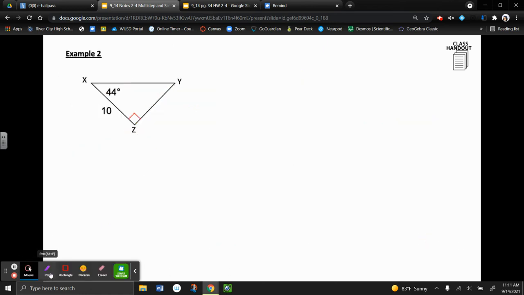All right, so let's look at another example. We're solving for all the missing parts. However, in this example, we're given different information. We're only missing one angle, so we need to solve for the measure of angle y. Oops, I don't know why I wrote 7. The measure of angle y. Measure of angle y, and then the two sides we're missing are zy and xy.